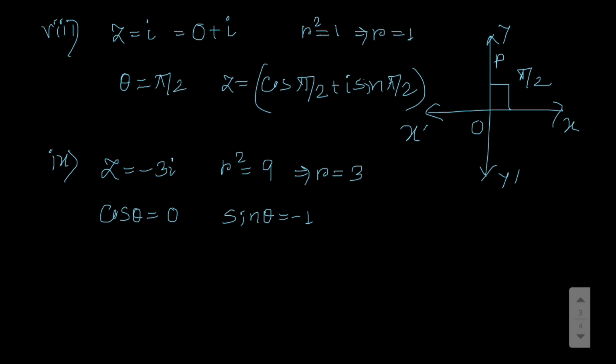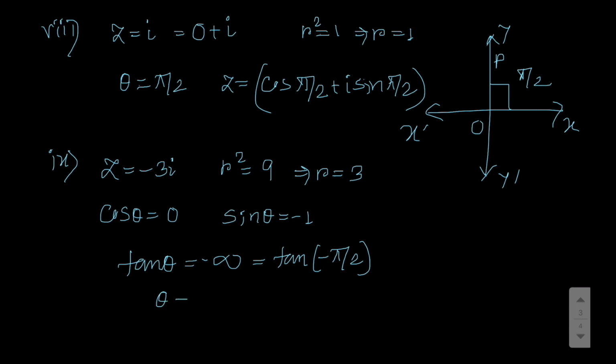So here cos theta is 0 but sin theta is negative, so that means theta lies in the fourth quadrant. So now find the value of tan theta. Here tan theta equal to minus 1 by 0, that means not defined, that equal to minus infinity, you can write this. So it will be tan minus pi by 2.